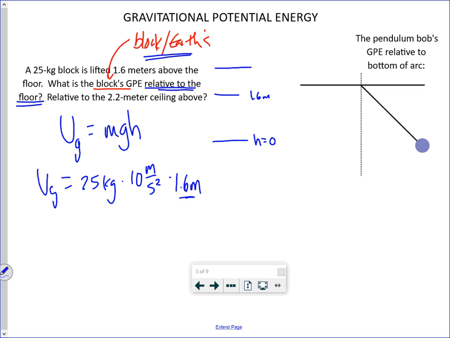And that's 250 times 1.6. So UG, let's see, what's 6 times 250? Yeah, 400. Of course it's 400. 400 kilogram meters squared per second squared.